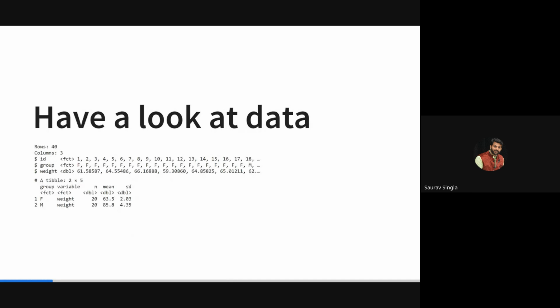So in the next table what we have done is we have computed the simple mean and standard deviation. By just looking at the mean, you can say that the mean of the female group is quite less than the mean of the male group. Here it is 85, here it is 63, right?